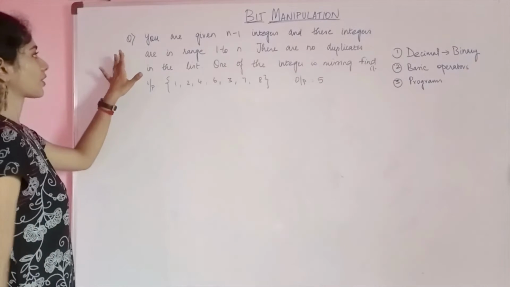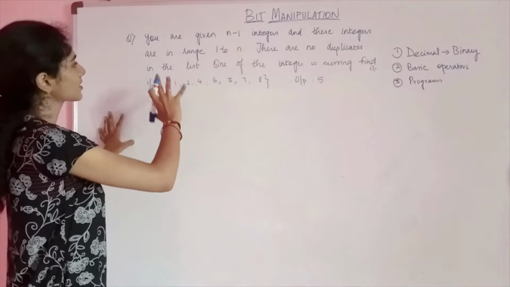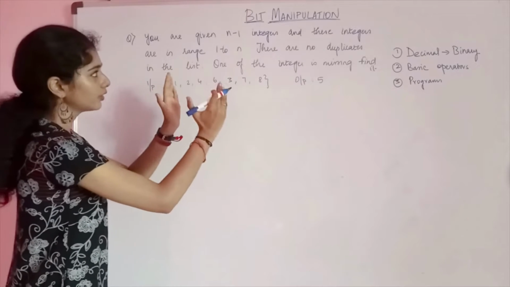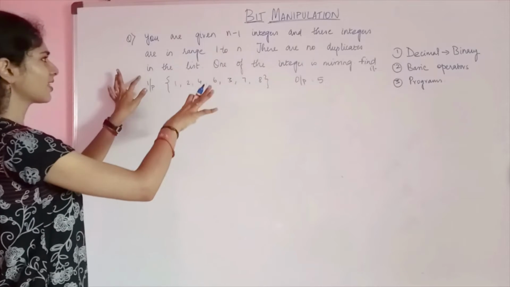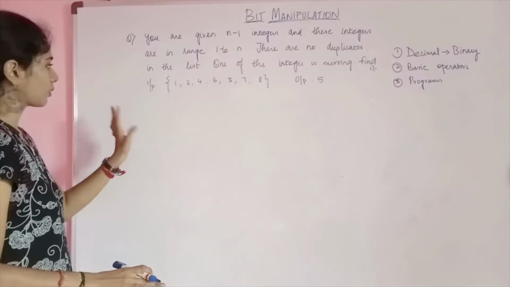So let's consider this question. You are given n minus 1 integers, and these integers are in the range from 1 to n. There are no duplicates in the list and one of the integers is actually missing. Find it. This is our question.